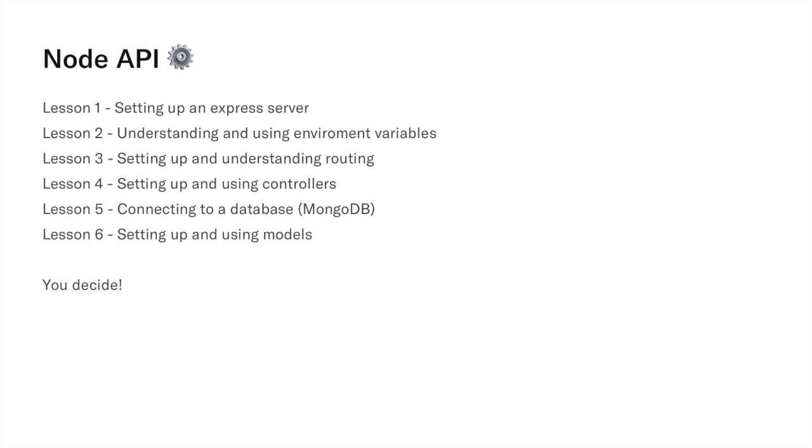In this tutorial series, we're going to be going over setting up a basic Express server, understanding and using environment variables, setting up and understanding routing, setting up controllers, setting up a connection to a database. For this example, I'm going to be using MongoDB, and then setting up controllers.